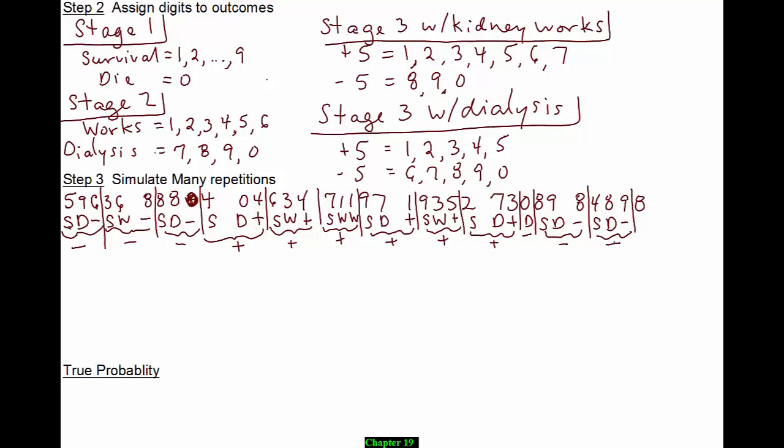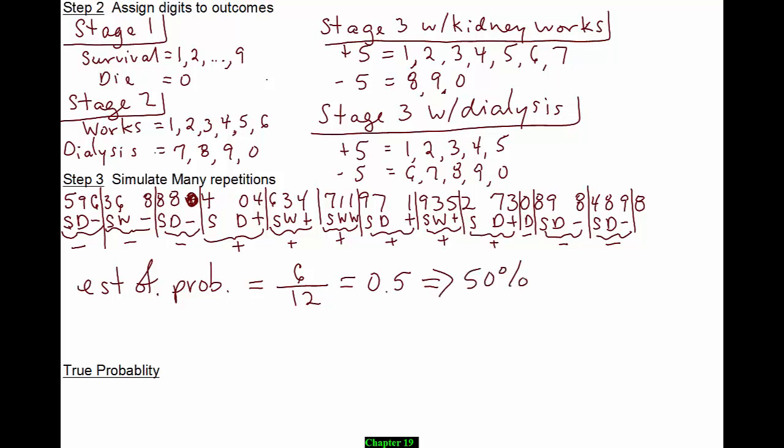So now we can get an estimate of our probability. We did 1, 2, 3, 4, 5, 6, 7, 8, 9, 10, 11, 12 repetitions of our simulation. So the estimate of the probability is something over 12 repetitions. And how many resulted in surviving past 5 years out of our 12? It looks like 6 of them did. We have 6 pluses and 6 negatives. And so our estimate is 0.5 or 50%. So a 50% chance of survival.